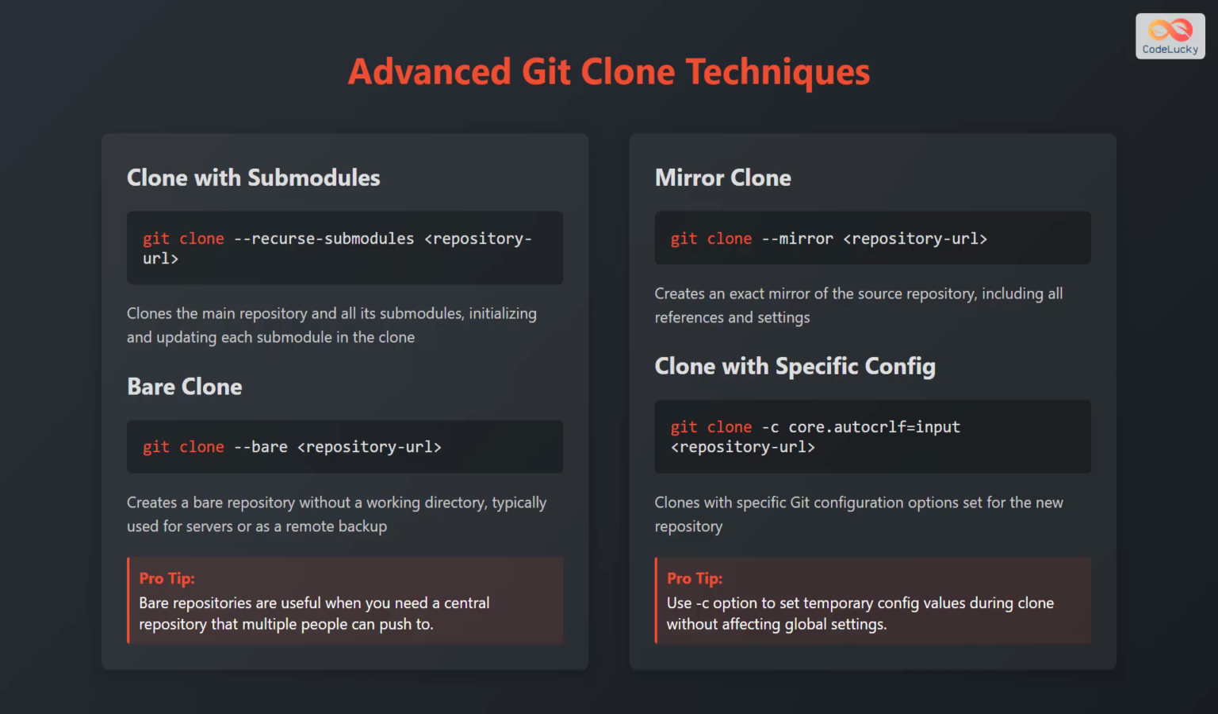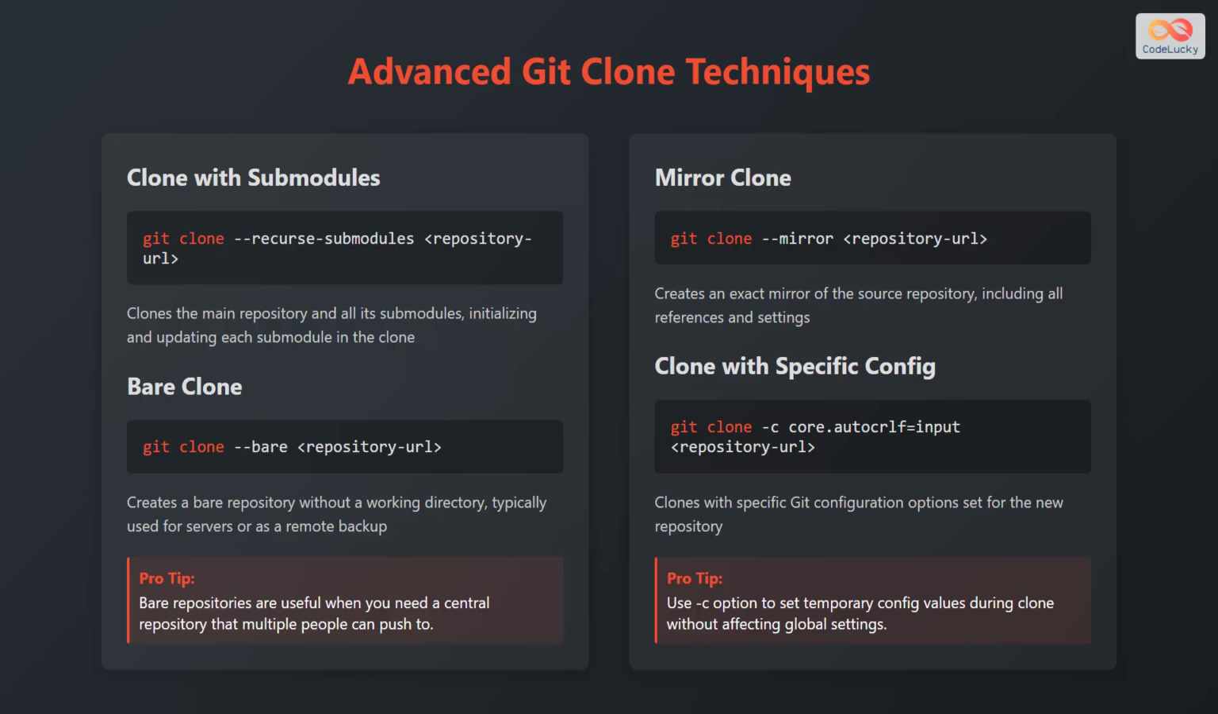To create an exact mirror of the source repository, including all references and settings, use the mirror option followed by the repository uniform resource locator. For example, git clone --mirror, then the repository URL.